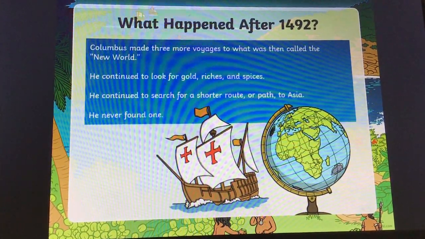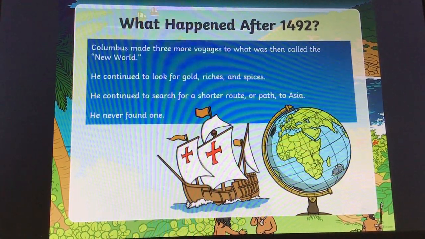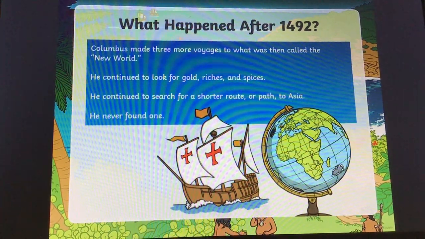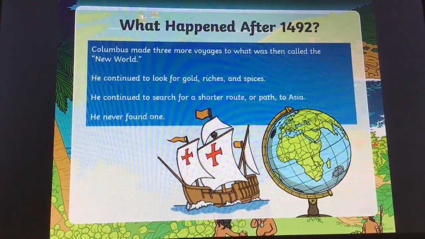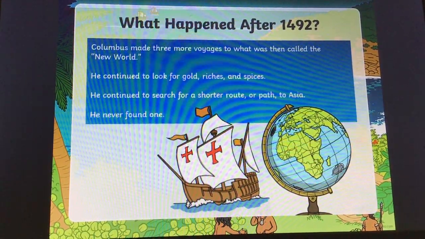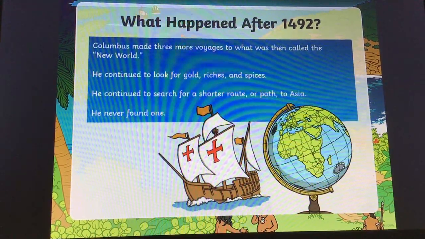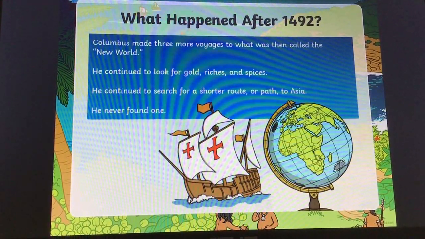What happened after 1492? Well, Columbus made 3 more voyages. Now, I don't think we talked about a voyage. A voyage is like a really, really long journey. So a voyage is not getting in the car and going to Tesco or even flying to another country. A voyage is a very, very long journey that would take you months and months, if not years.